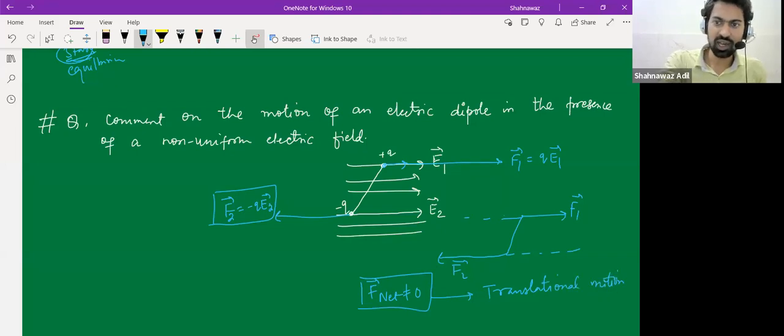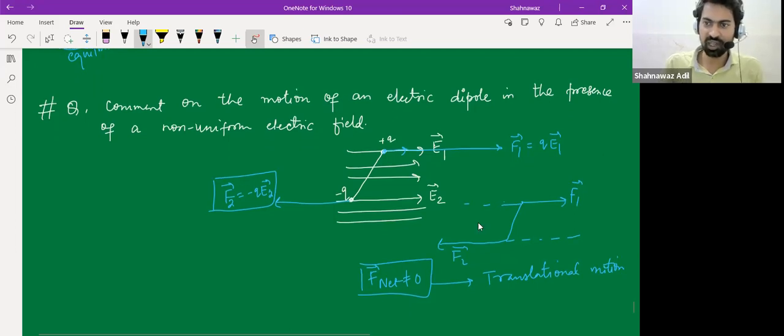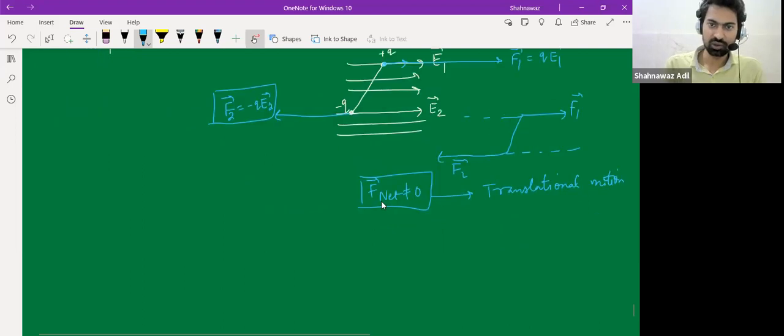And again, you have a different force, a different couple. So this will have a torque also, right? So tau net is also not 0, so it will have a rotational motion also.